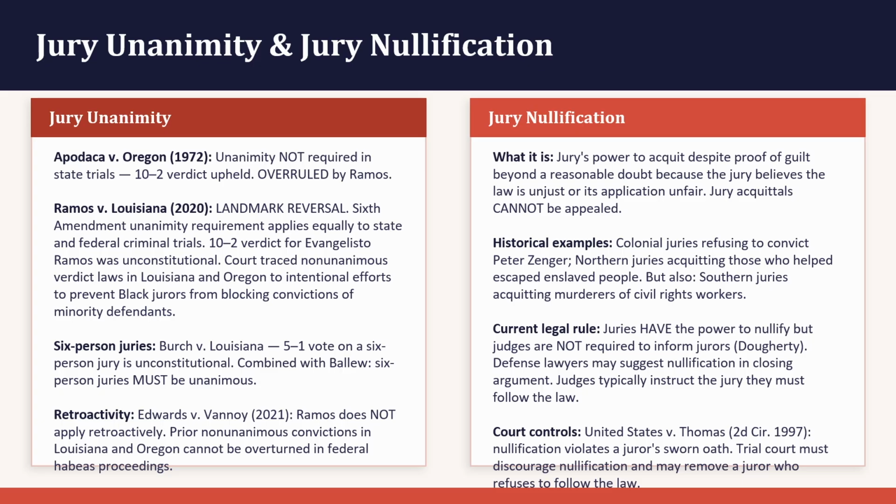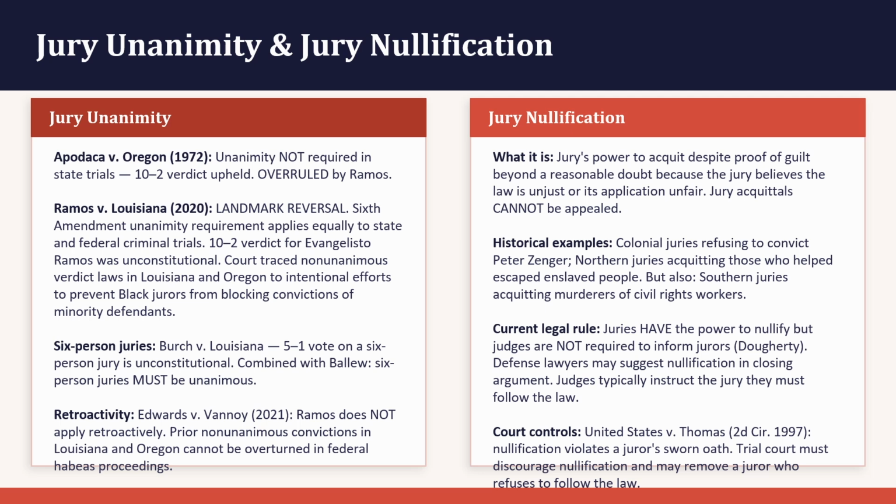Gorsuch also noted that non-unanimous verdict laws in both Louisiana and Oregon had been enacted as deliberate efforts to prevent black jurors from blocking convictions of minority defendants. A tainted history that further weakened the argument to preserve the practice. Unanimous jury verdicts are now required in all state and federal criminal trials. Edwards v. Vannoy in 2021 held that Ramos does not apply retroactively in federal habeas corpus proceedings, meaning individuals convicted by non-unanimous juries before Ramos cannot seek federal relief on that basis alone.